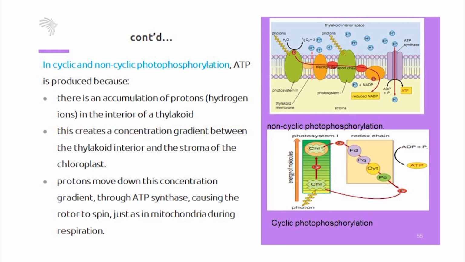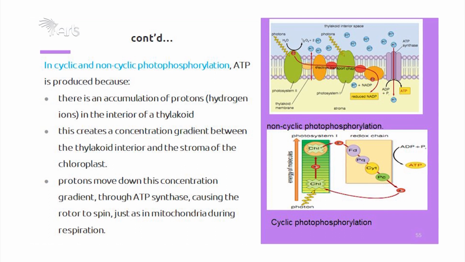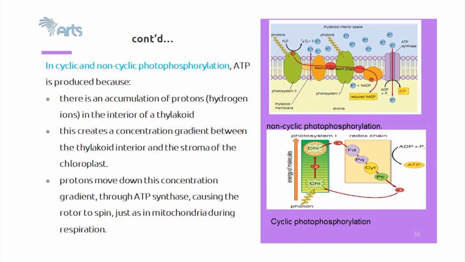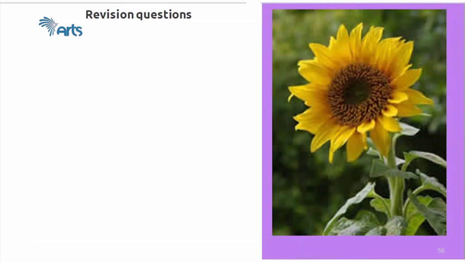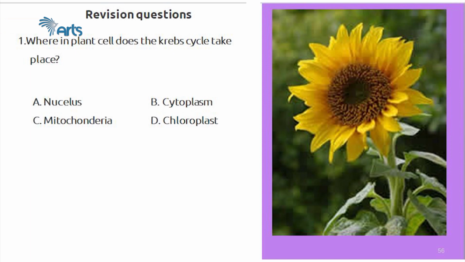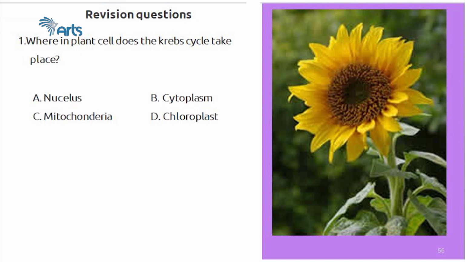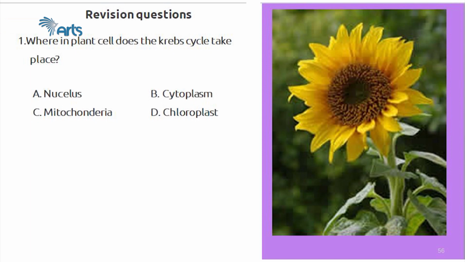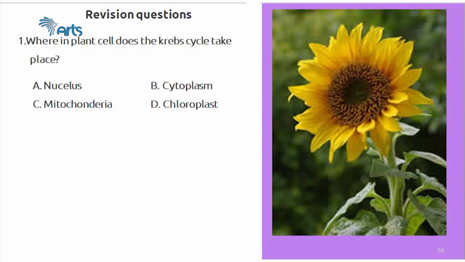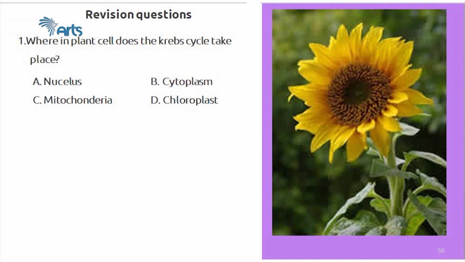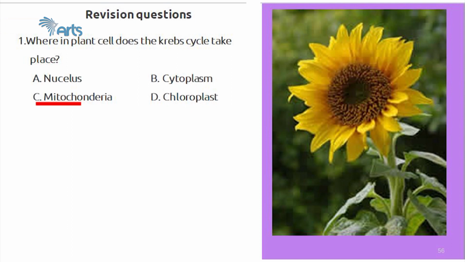So students, come to the first session of photosynthesis with some reminding revision questions, and pay attention to answer these questions. Question number one, where in a plant cell does the Calvin cycle take place? A. Nucleus, B. Cytoplasm, C. Mitochondria, D. Chloroplast. If your answer is D, you are correct.